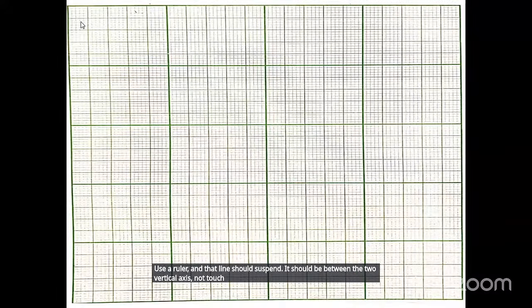Now, if you are joining, use a ruler. You are drawing a line graph, use a ruler. And that line should suspend. It should be between the 2 vertical axes, not touching the vertical axis.